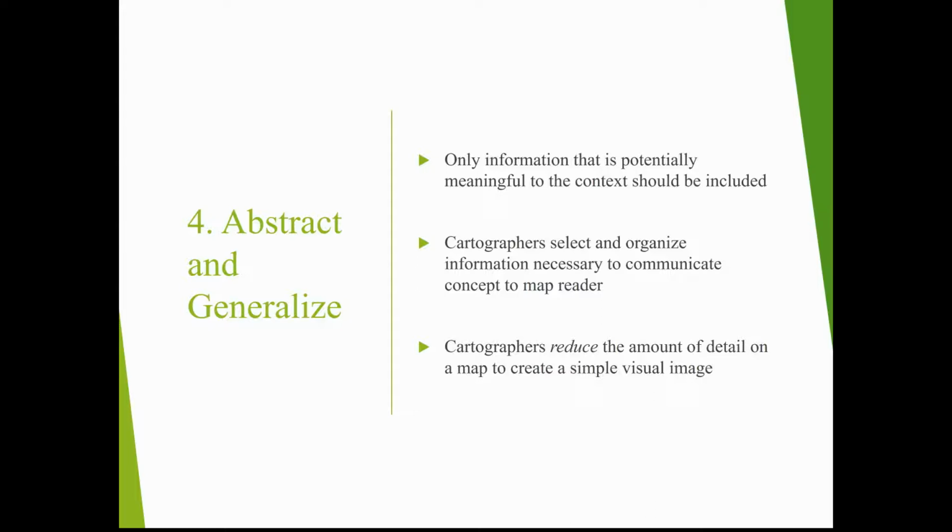The abstract and generalized step of the cartographic process is where you may spend the majority of your time when designing a map. The goal of this step is to prepare your geospatial data in a way that only information that is potentially meaningful to the context of the map is being included. This means you will need to select and organize your geospatial data in a way that is necessary to communicate the concept to a map reader without including unnecessary information or details. The end result is the reduction of the amount of detail in a map to create a simple but effective visual image.